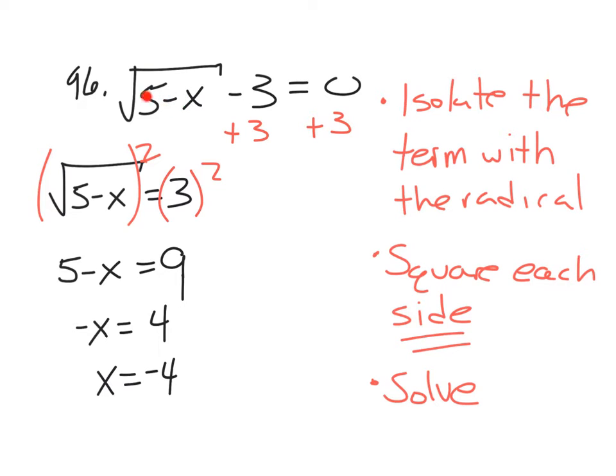Make sure you come back to the top. 5 minus a negative 4 is 9. Square root of 9 is 3. 3 minus 3 is 0. We're happy. That's our answer. Is that okay? You always want to check it.